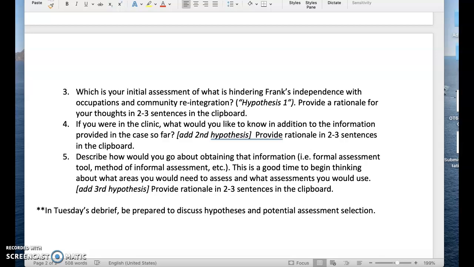Provide a rationale of your thoughts in 2 to 3 sentences in the clipboard. And then for hypothesis 2, if you were in the clinic, what else would you like to know in addition to the information you've been provided in the case so far? And also I want you to think about the rationale and provide that in sentences in the clipboard. And then lastly, how would you go about obtaining more information? This is a good time to begin thinking about what areas you would need to assess and what assessments you're going to use when you get to the assessment section in part 2.